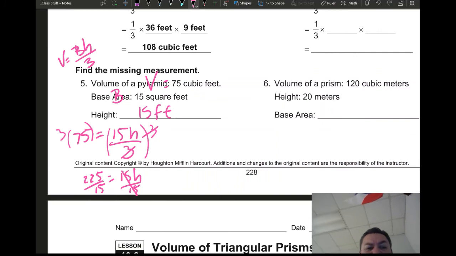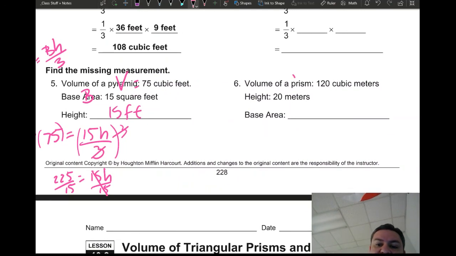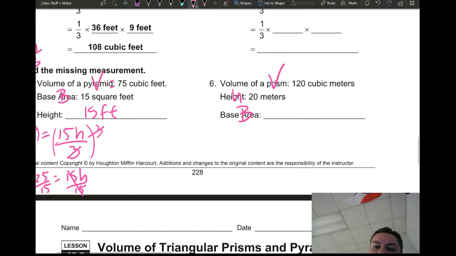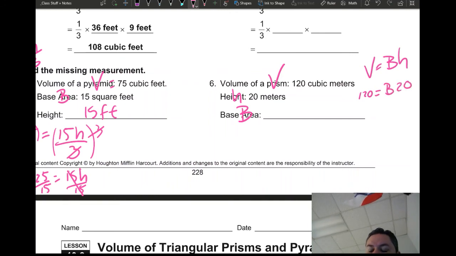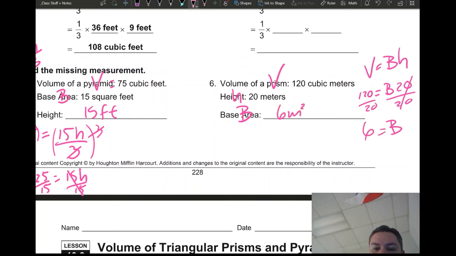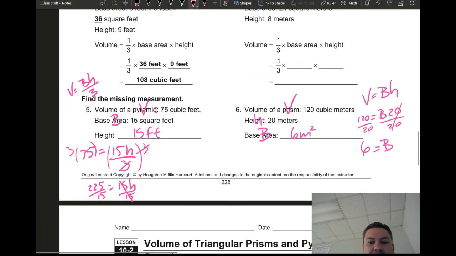Okay? And the last one, number 6, they give you V and they give you H. You've got to find uppercase B. In this case, it's a prism. The formula is V equals big BH. So we're going to substitute the values. 120 equals big B, I don't know, and then I have this. These two are multiplying, divide by 20, divide by 20, cancels out. So the area of the base is 6 meters squared.